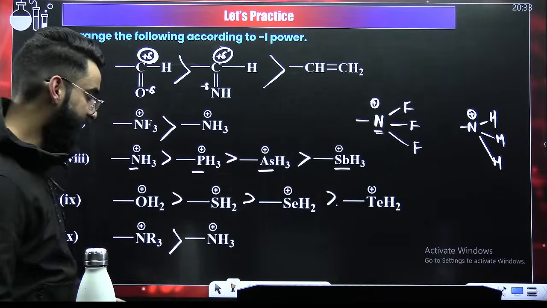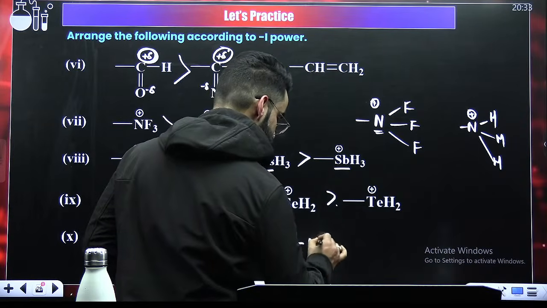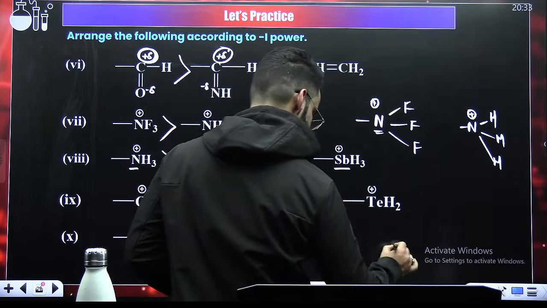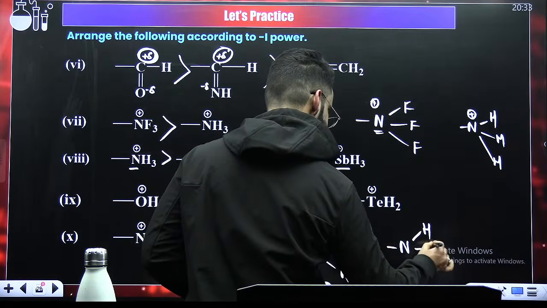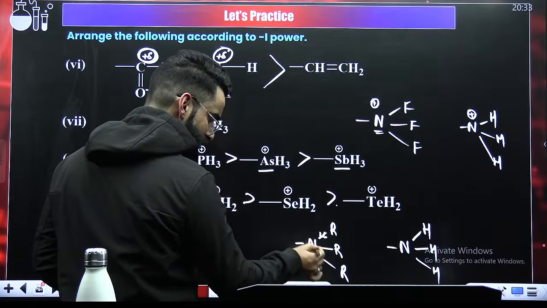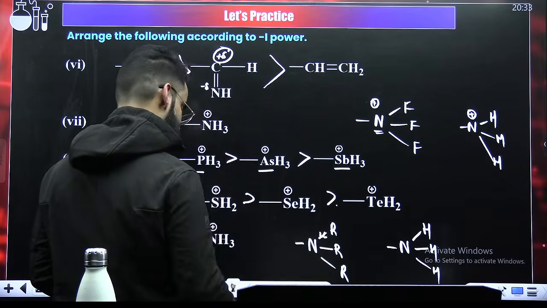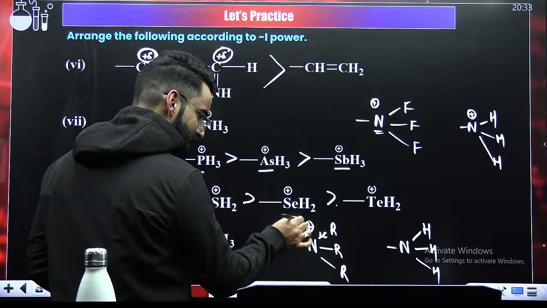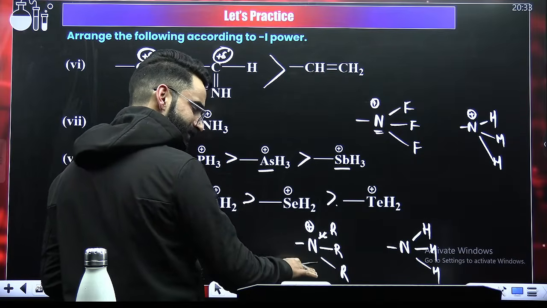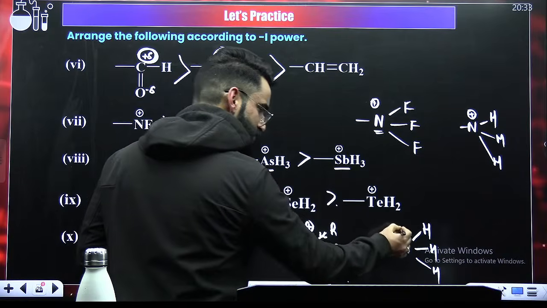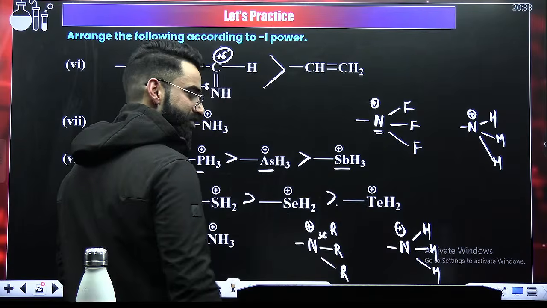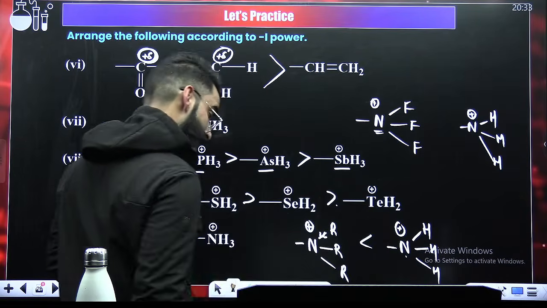Why is that? See, if you talk about NR3 positive, normally you think this R will push electrons towards nitrogen. This will also push electrons towards nitrogen, and this will also push electrons towards nitrogen, due to which the magnitude of positive charge should technically be decreased, right? So I would say positive charge on this nitrogen should be more than that of this. So technically, this should be more withdrawing, but this is not more withdrawing.